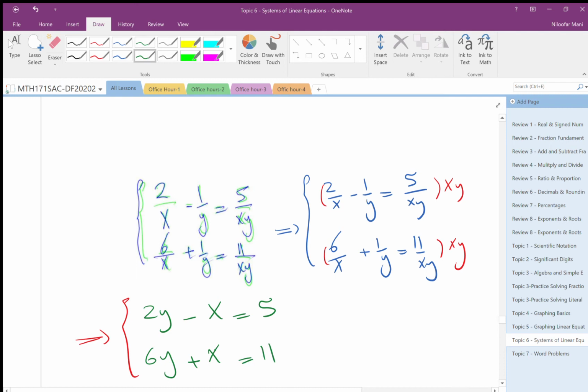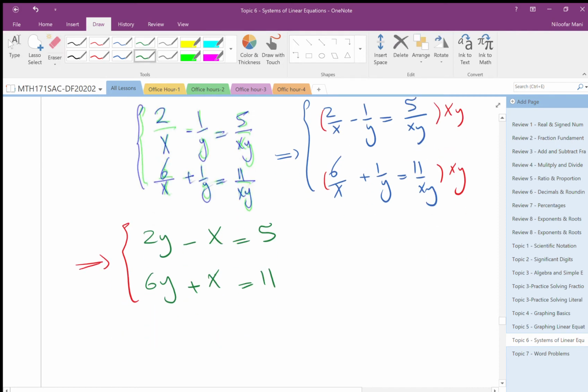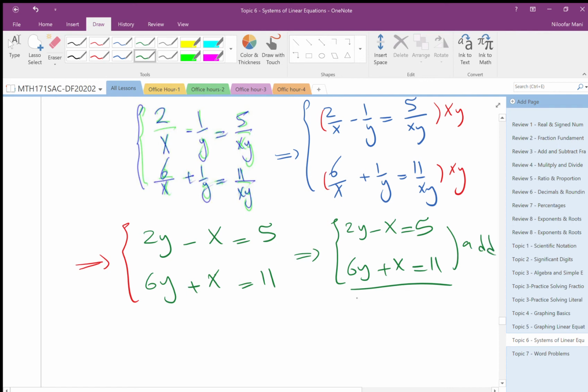Oh, good. So now I can add them and remove x. I like to have all the steps, so I just rewrite it: 6y plus x equals this. Now I add them. So I have 8y equals 16, and y is 2. Okay, y is 2. Then what is x?